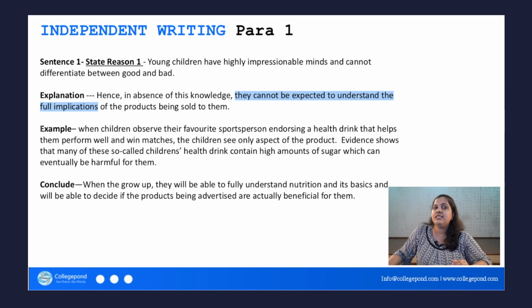Once you finish your reason and your explanation, you can then move on to the next sentence, which is some kind of example. Try and give an example to support your reason. This builds vivid imagery. It builds a picture in the reader's mind. So now that we have talked about how young children are impressionable, you can give an example of when you saw a child being negatively affected by the impression created by, say, an advertisement.